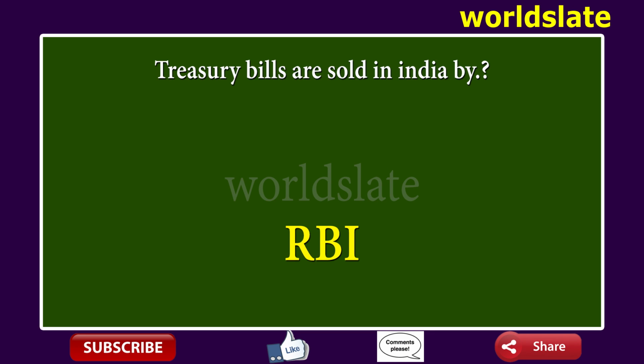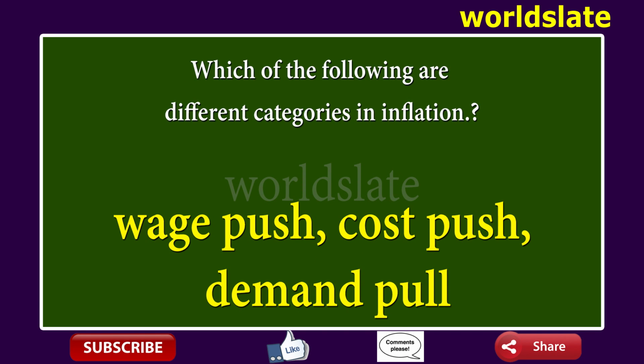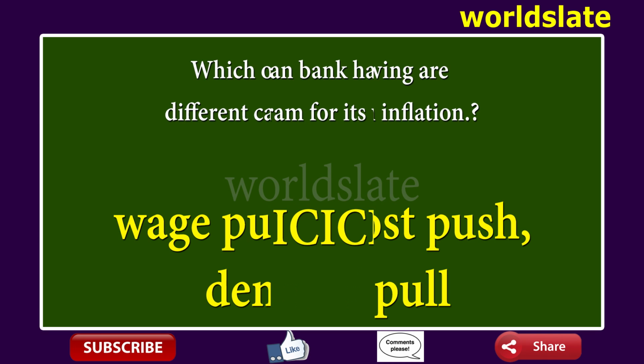Question: Treasury bills are sold in India by? Answer: RBI. Question: What is the minimum paid-up capital of small banks and payments banks? Answer: 100 crore. Question: Which of the following are different categories of inflation? Answer: Wage push, cost push, demand pull.